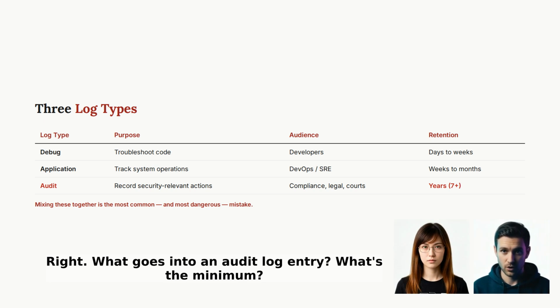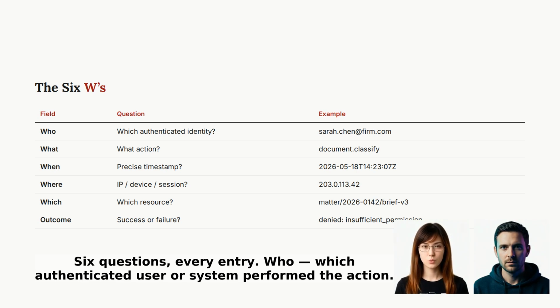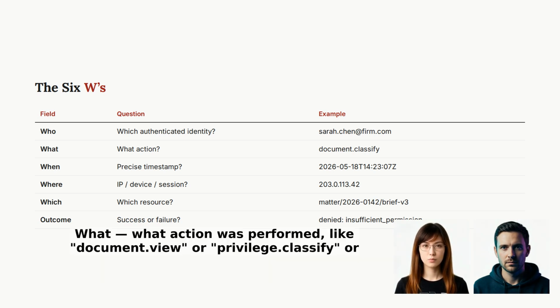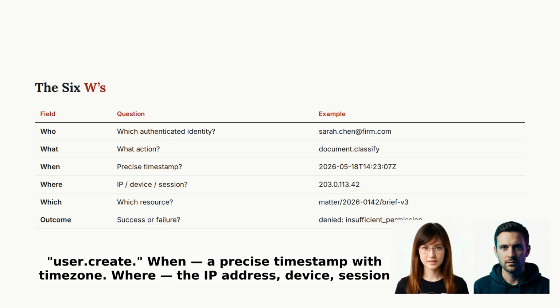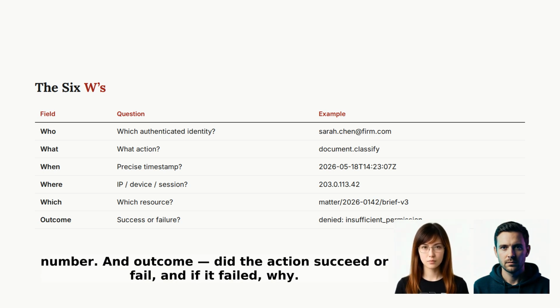Right. What goes into an audit log entry? What's the minimum? 6 questions, every entry. Who, which authenticated user or system performed the action? What action was performed, like document.view or privilege.classify or user.create? When, a precise timestamp with time zone. Where, the IP address, device, session identifier? Which specific resource was affected, down to the document ID and matter number? And outcome, did the action succeed or fail? And if it failed, why?